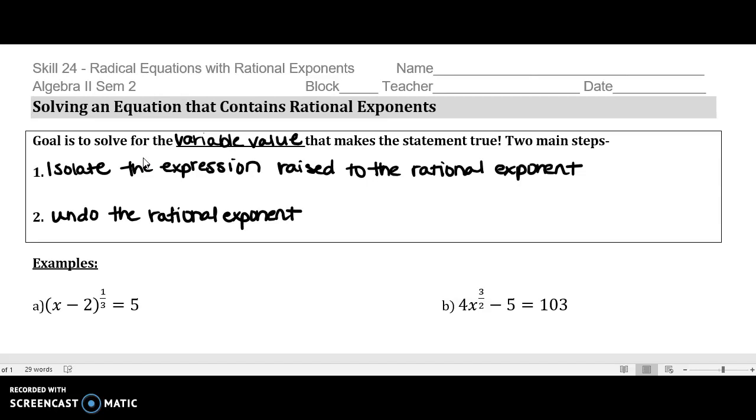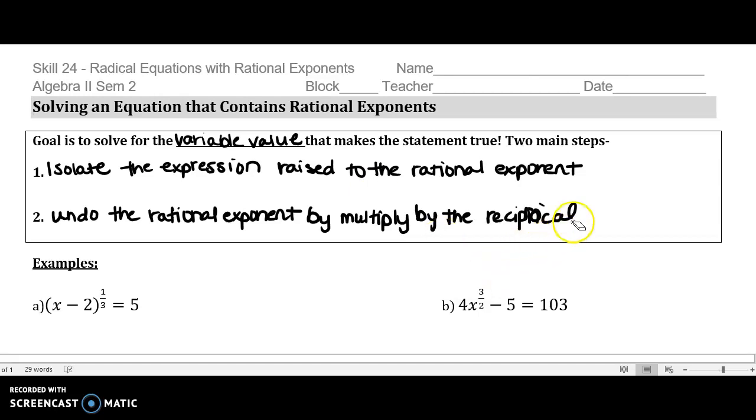So how do we do that? Undoing the radical was easy. If it was a square root, we squared it. If it was a cubed root, we cubed it. But how do we undo a rational exponent? Well, we do it by multiplying by the reciprocal.